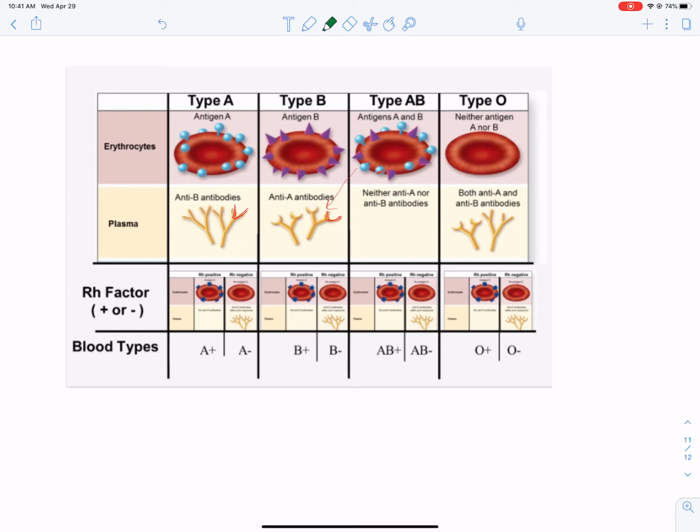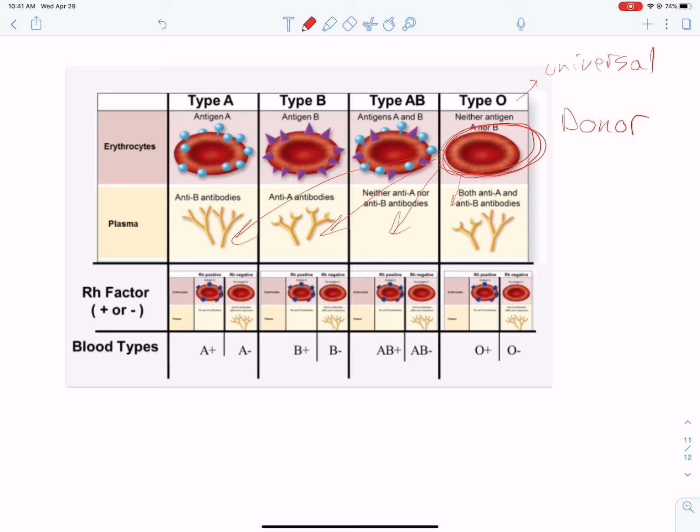Okay? If I take a look at type O, when I take a look at their red blood cells, they would not agglutinate with anything. So they could give, obviously, to themselves. They could give to AB, they could give to B, they could give to type A. That's why type O is the universal donor. They can give to anybody.